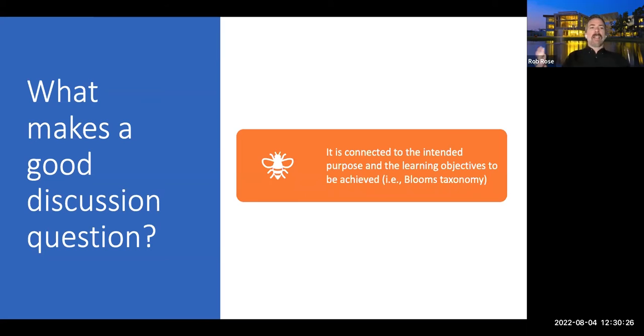So the first thing that I would point out about what makes a good discussion question is that it's connected to the intended purpose and learning objectives to be achieved, as in Bloom's taxonomy, right? And this connects us with a point we made earlier about the results of this study, right? As you think about crafting your own prompts, or maybe you're thinking about revising your own prompts, you want to consider what the objectives are for your course and for the module where this discussion is found, right?